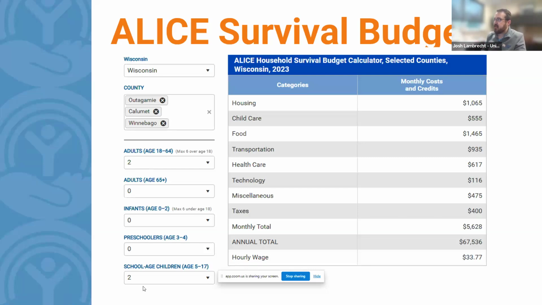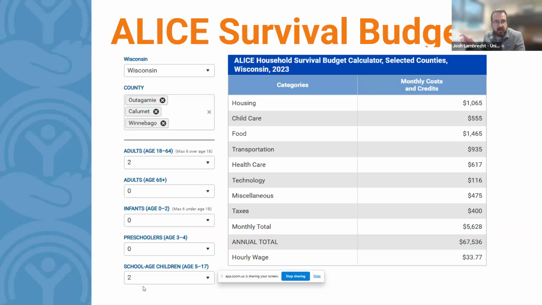This is what a breakdown would be of a family as of 2023 for the costs associated. You can see things like housing, childcare, food, transportation, health, technology, and then of course taxes, which nobody gets to get away from. The first question I have is, when you think about a housing expense, $1,065 is really what the budget is able to accommodate.